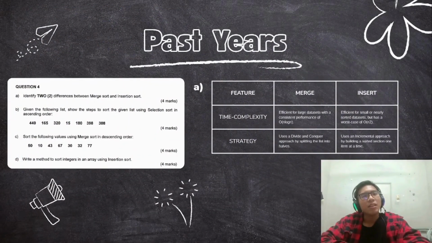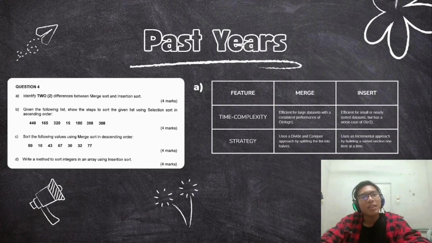Now I'll be going through some past year's questions. For question A, it says identify two differences between merge sort and insertion sort. For time complexity, merge is efficient for large data sets with consistent performance, while insertion is efficient for smaller or nearly sorted data sets. For strategy, merge uses a divide and conquer approach by splitting the list into halves.